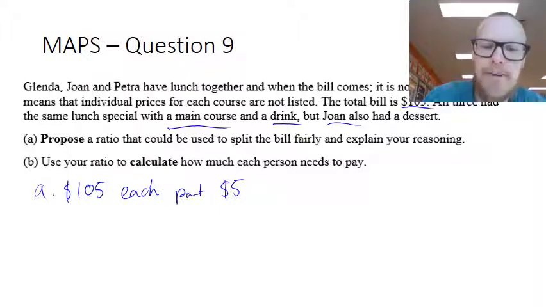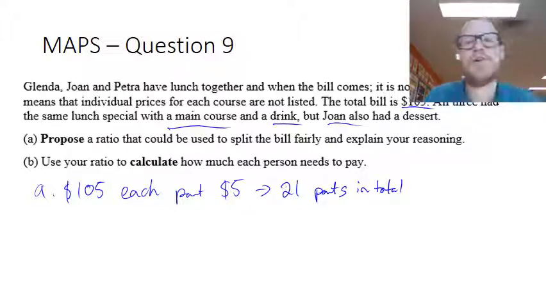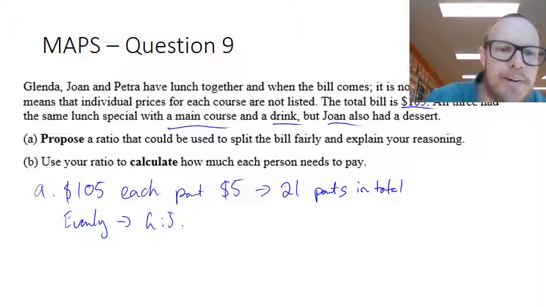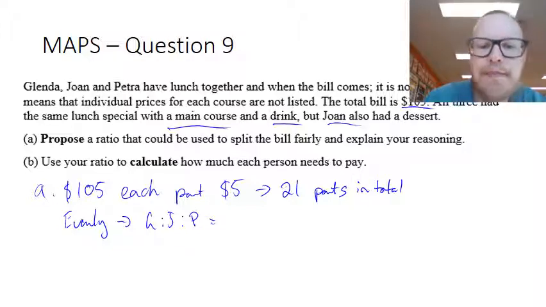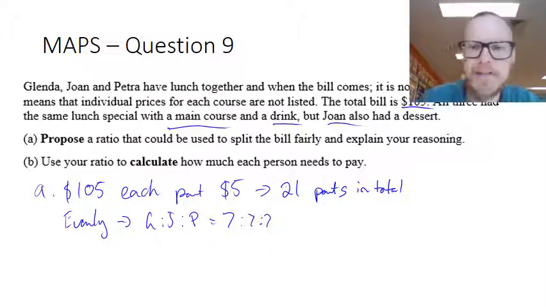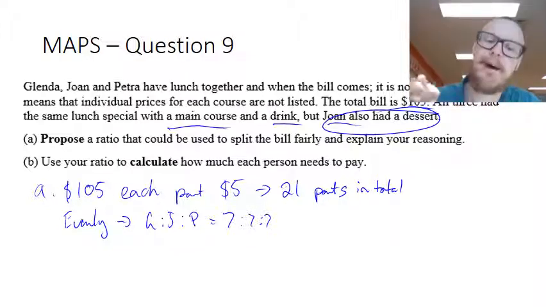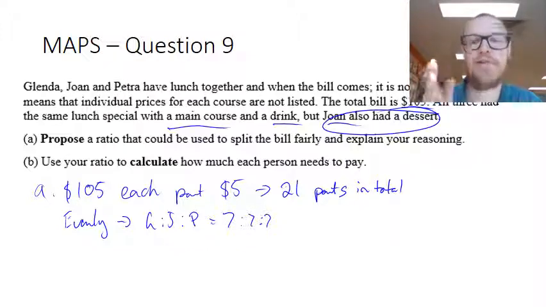So then we can say there are 21 parts in total, because 21 times 5 is $105. Now, if I divide that evenly amongst them, and I've got Glenda, Joan, and Petra, evenly, 21 parts in total, that's 7 parts each. 7, 7, 7, that's 21. But Joan also had a dessert. So let's say that Glenda and Petra, they give one of their parts each to Joan to pay for her dessert.